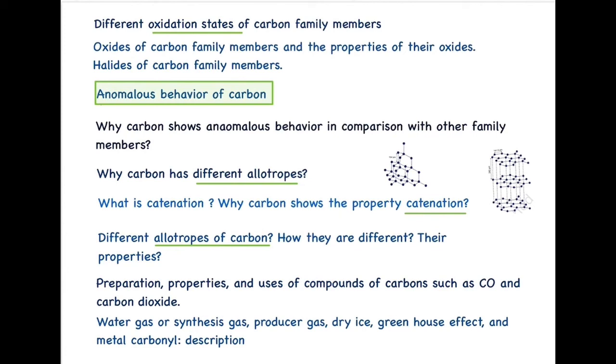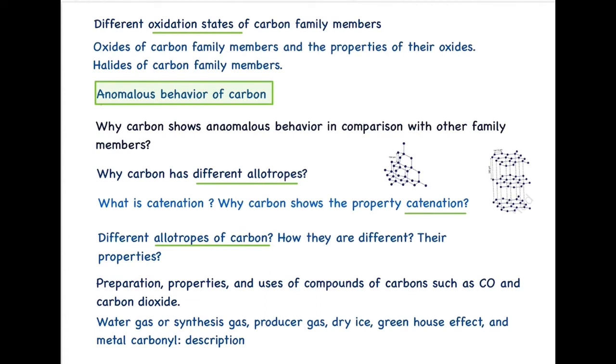halides of carbon family members and their characteristics, why carbon shows anomalous behavior compared to other members in the carbon family, why carbon has different allotropes such as graphite and diamond, what is catenation and why carbon shows the property of catenation. Different allotropes of carbon, how they are different in their properties.